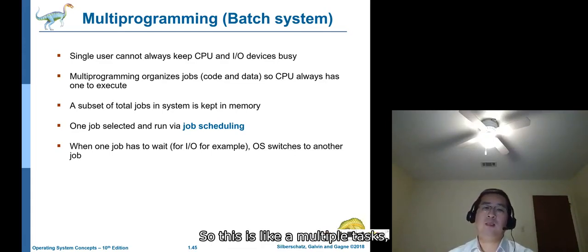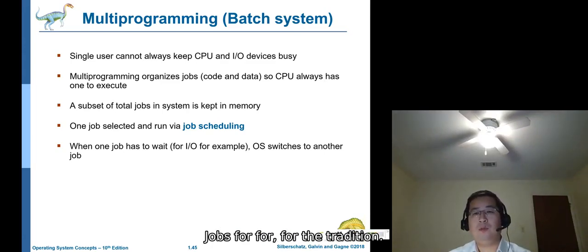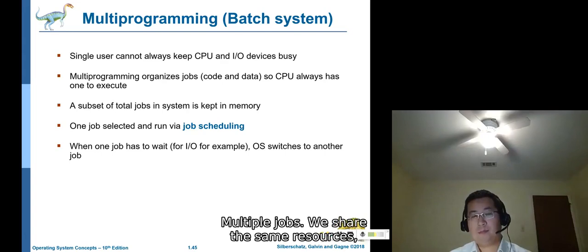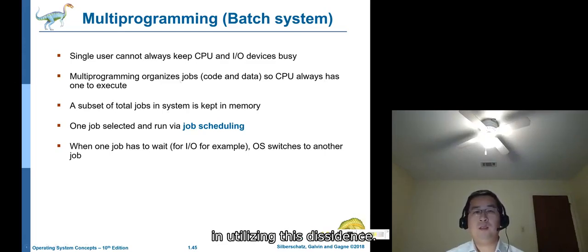So this is like multiple tasks, multiple jobs. Usually here we use "jobs" for the tradition. Okay, multiple jobs. We share the same resources. Then you have high efficiency in utilizing these things.